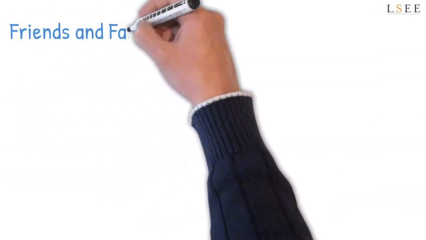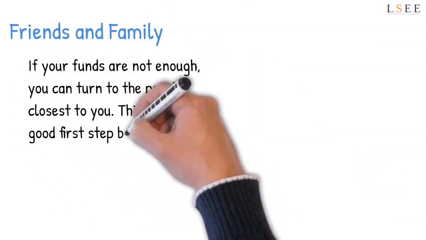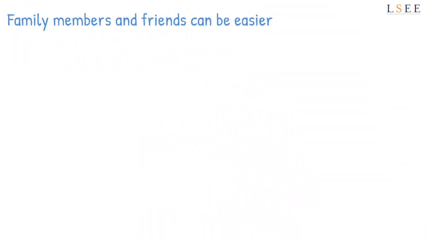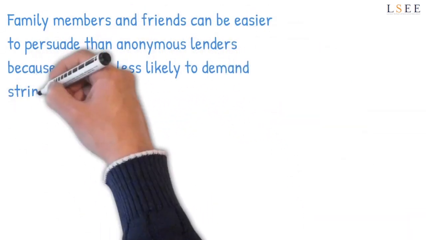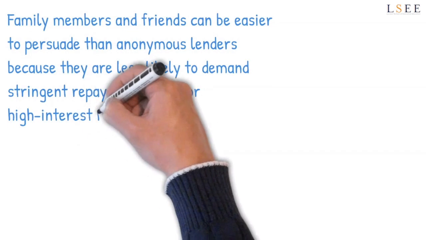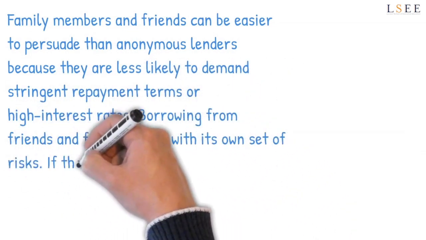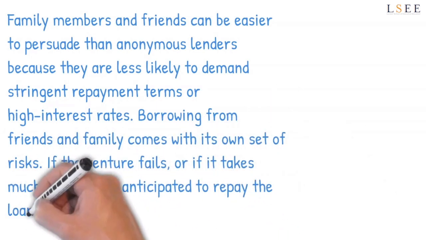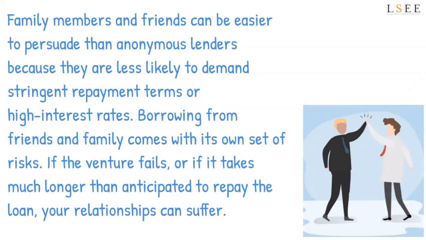Friends and family. If your funds are not enough, you can turn to the people closest to you. This is often a good first step before considering external funding. Family members and friends can be easier to persuade than anonymous lenders because they are less likely to demand stringent repayment terms or high interest rates. Borrowing from friends and family comes with its own set of risks. If the venture fails, or if it takes much longer than anticipated to repay the loan, your relationships can suffer.